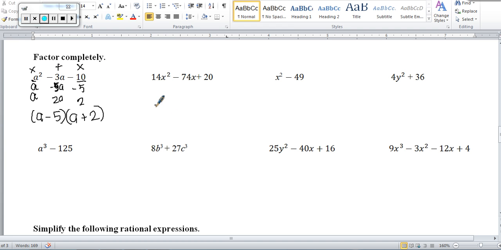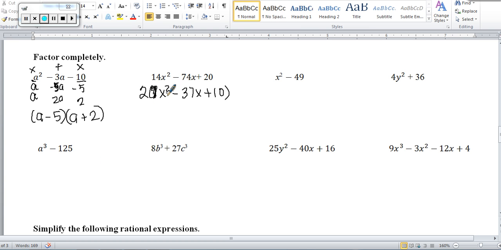Okay? Problem number 2. Looking at these, first of all, these numbers are big. You want to see first if you can get something out of all of them. They do have a common factor. It is 2. So we're going to factor that 2 out. That leaves us with 7x squared minus, let's see, cut that in half, 37x, and plus 10. So that's a 7 right there.